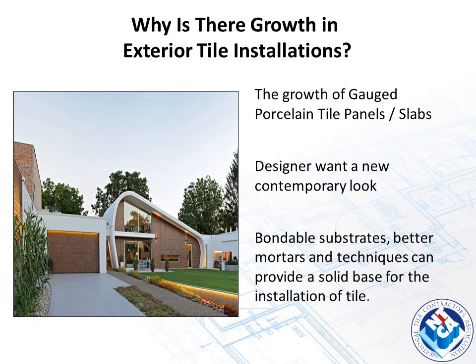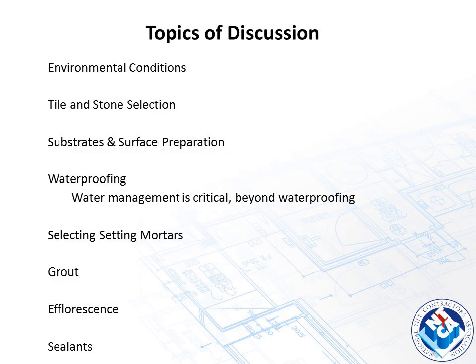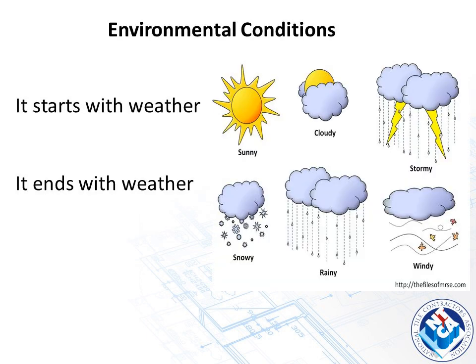The substrates are better today. They're more bondable. We've got better mortars. The techniques can provide a good solid base for an installation of ceramic tile. At the same time, the methods of construction have changed quite a bit. And we'll get into more detail on that compared to what we used to do on exteriors good 20, 25 years ago. We'll touch on environmental conditions, tile and stone selection, substrates and substrate preparation, waterproofing, and way beyond waterproofing. Selecting mortars, grouts, concerns about efflorescence and sealants or movement joints.